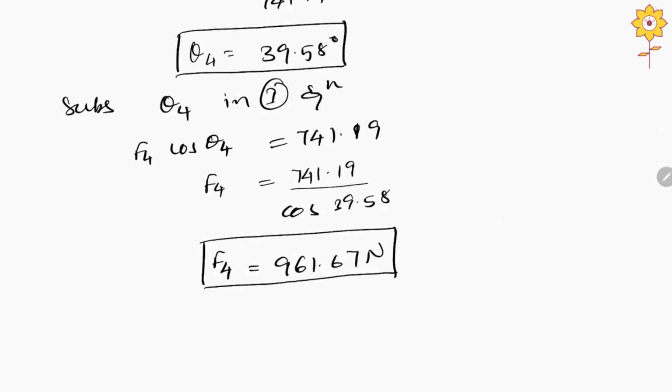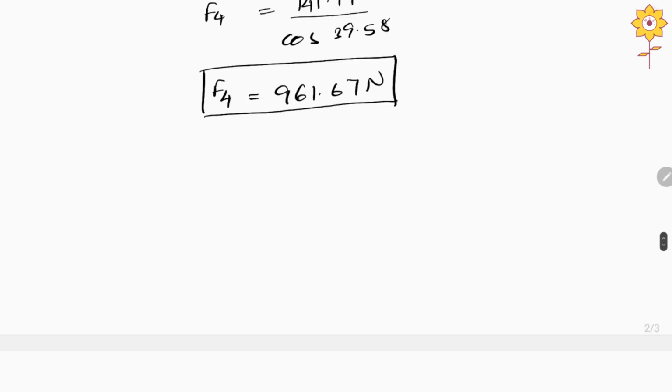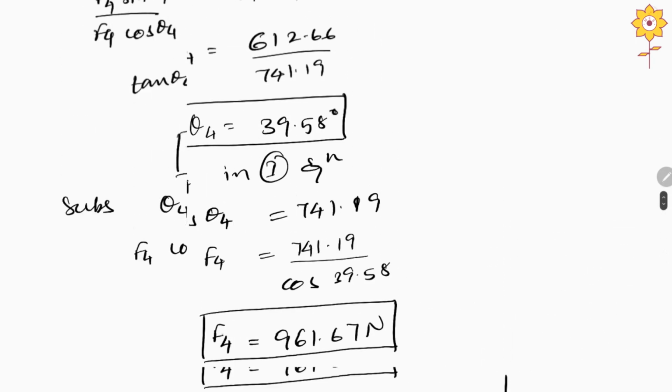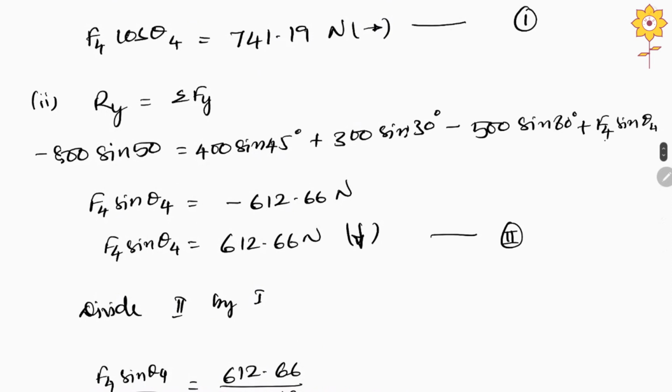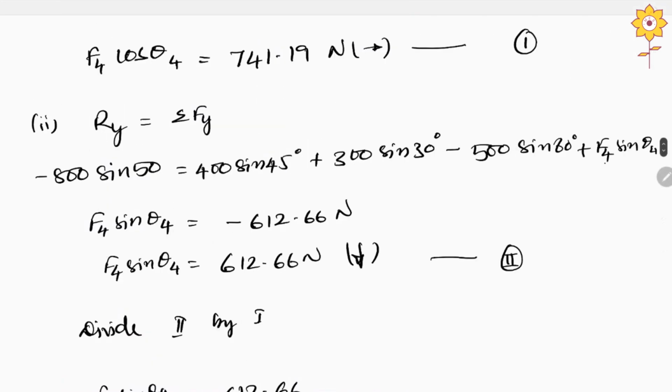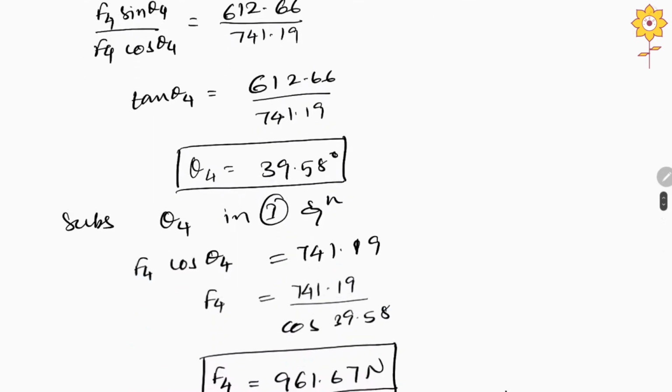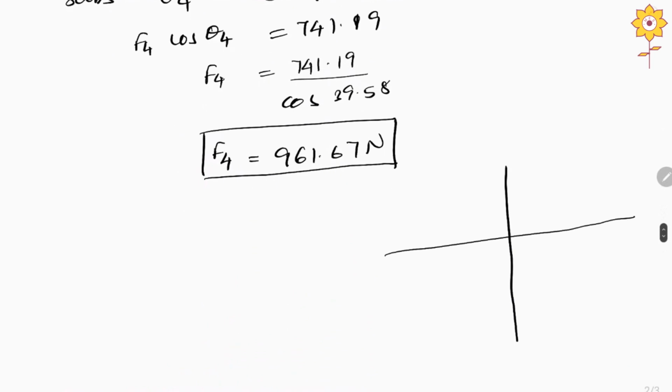Now we have to do the position as well. To place this f4 in some position, we have to draw the quadrant and look at the sign of the components. If you see, f4x was positive, and f4y was negative. So it is positive and negative, it will be in the fourth quadrant. So in the fourth quadrant you can draw this f4. So f4 will be equal to 961.67 Newton, and theta 4 will be equal to 39.58 degree. This is y and x.